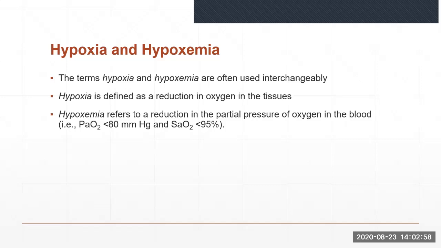Improving the ventilatory status of a patient with hypercapnic respiratory failure can be accomplished by improving alveolar ventilation, reducing physiological dead space, and reducing carbon dioxide production. Improving oxygenation, on the other hand, involves using various patient management strategies, such as administering supplemental oxygen, applying PEEP or CPAP, and patient positioning. Although the terms hypoxia and hypoxemia are often used interchangeably, it is important to recognize that hypoxia is defined as a reduction of oxygen in the tissues, whereas hypoxemia refers to a reduction in the partial pressure of oxygen in the blood.